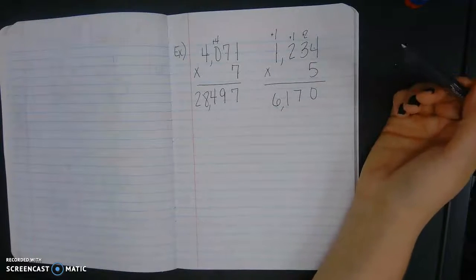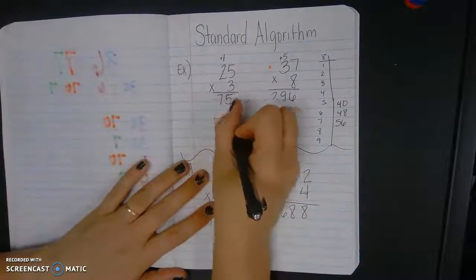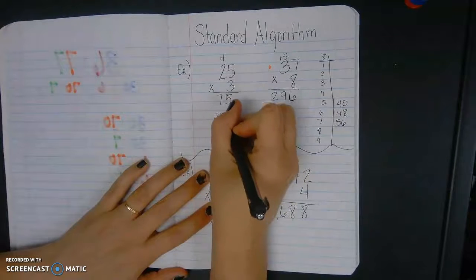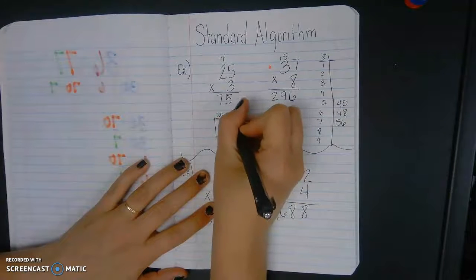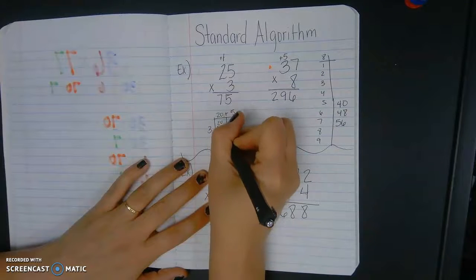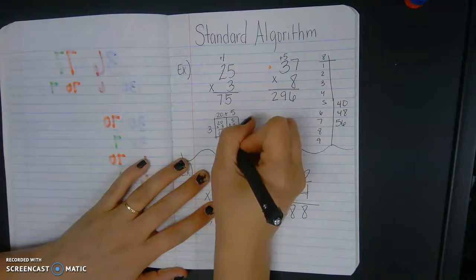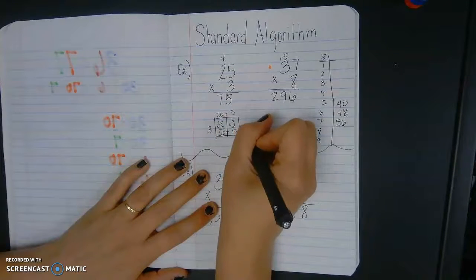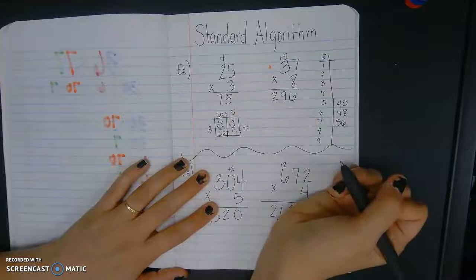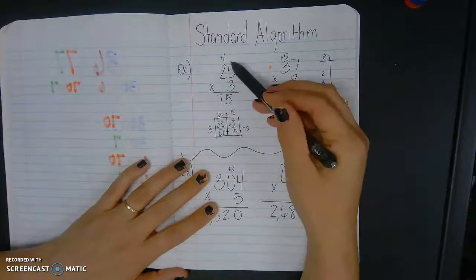Now, the good thing about learning all of these methods is now, if I want to go back and check this with my area model, so 20 plus 5 times 3, I can. So 20 times 3 gives me 60. 5 times 3 gives me 15, and when I add 60 plus 15, that gives me 75. So I can check it a totally different way to make sure that I didn't make any mistakes.